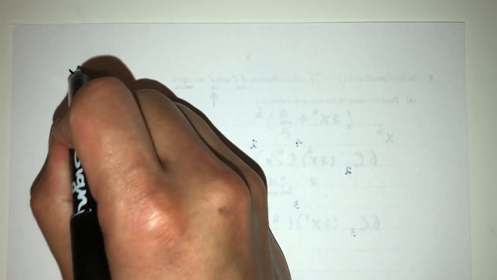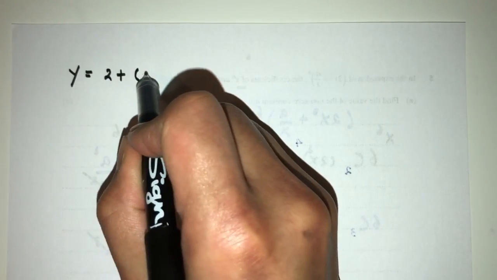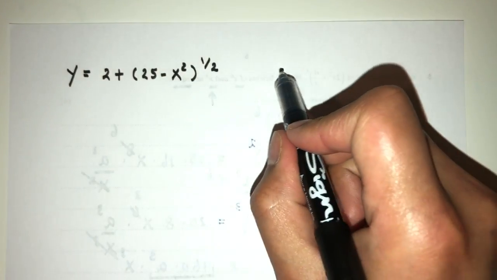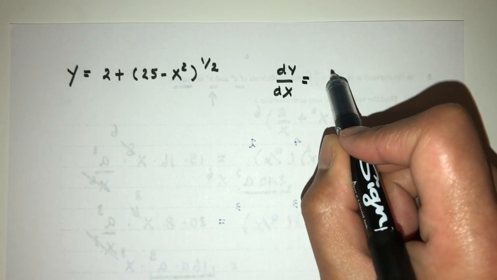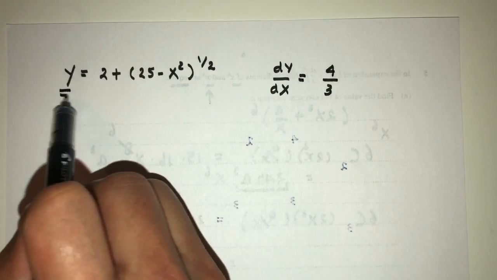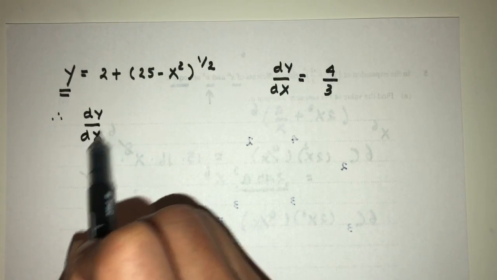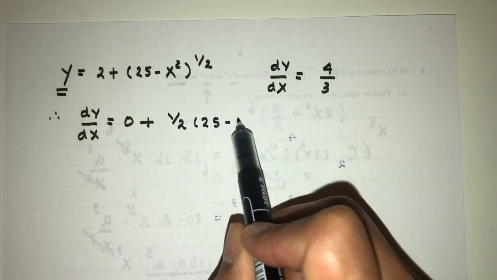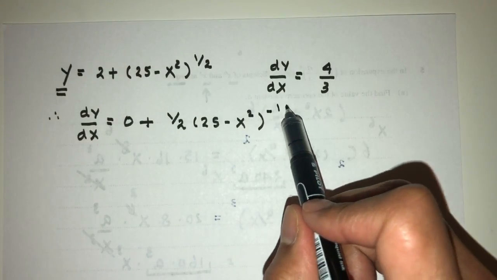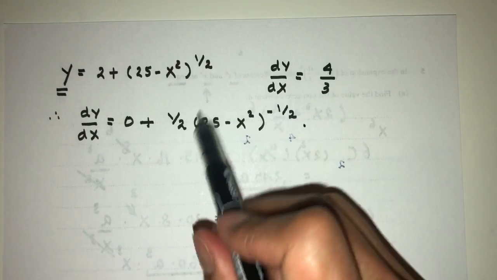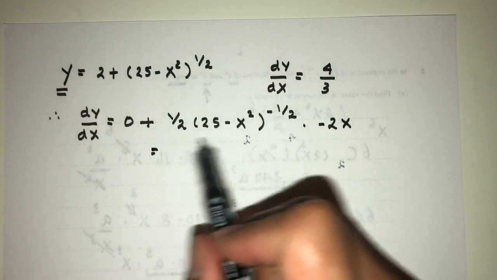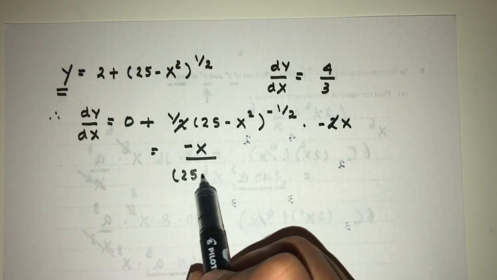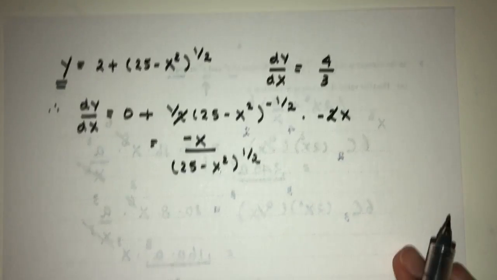It's given to me that y is equal to 2 plus 25 minus x squared power half. Okay, and we know that the gradient is dy by dx, which is equal to 4 over 3. So we want to find dy by dx from this. So dy by dx is what? The first value will be 0, makes sense. Then plus, we have to multiply by the power. That will be 25 minus x squared. We have to minus 1, that will be minus half. Then multiply by the d by dx of the inside value, which will be minus 2x. Simplified, that will become minus x over 25 minus x squared power half. That is dy by dx.